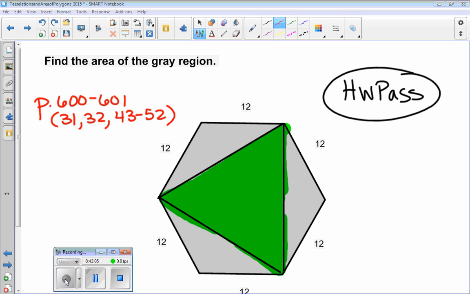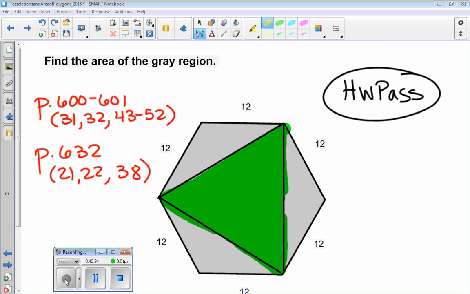Good grief. All right, and then it's going to be on page 632. I'm going to have you guys do 21, 22, and 38. Okay? And then you had the homework pass problem as well. Okay? There you go.